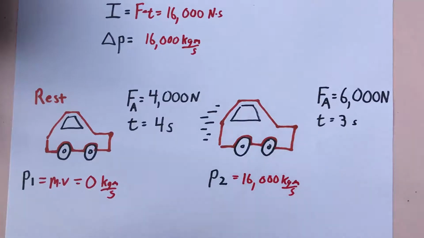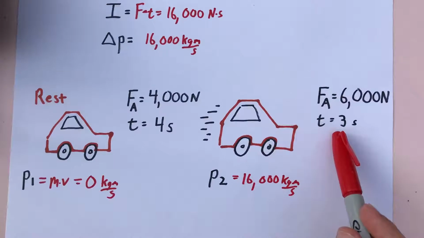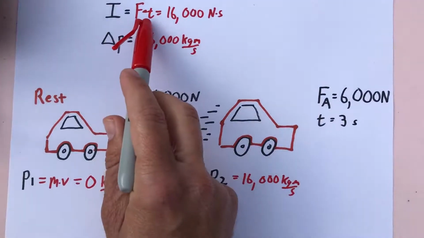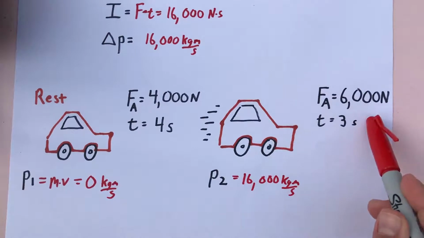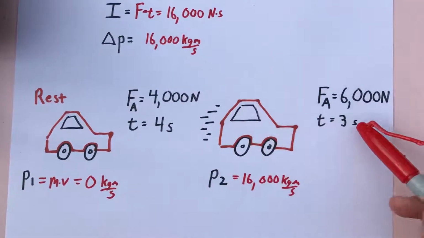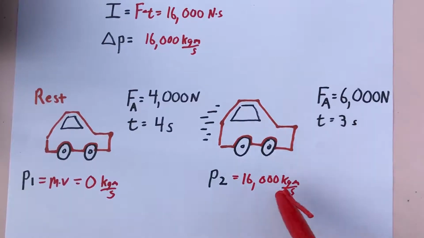So then to do the last part, they say after that there's a new force of 6,000 newtons for 3 seconds. So you should be able to, using the same technique, find the impulse over here. And that will give you the new change in momentum. Remember, whatever that number is, that's how much it changes. So it'll be that much more than this. So it will change this by that amount.